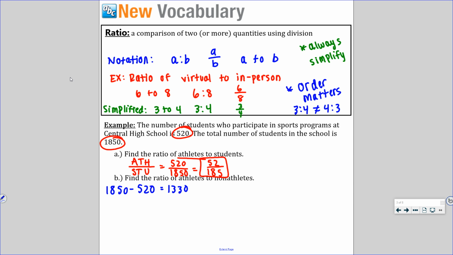Okay, so if I want to do athletes to non-athletes, I would do 520 to 1,330. Again, the only common factor is 10. So simplify that ratio to 52 to 133.